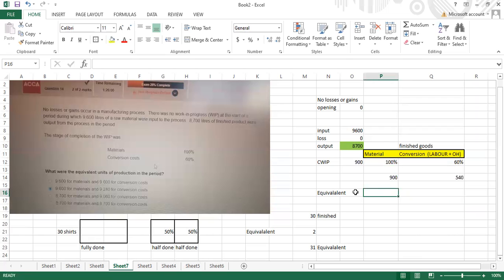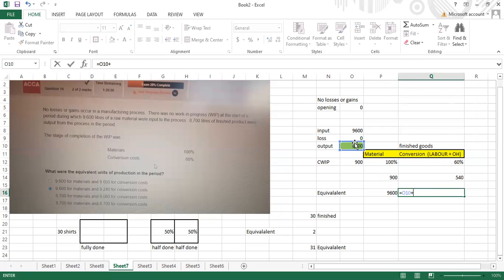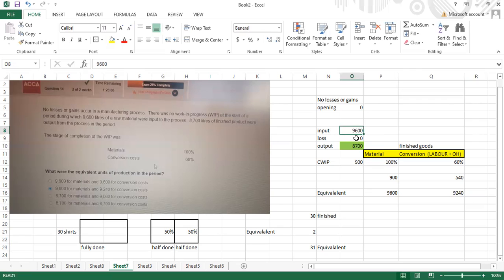See, equivalent units we have to write now. So this output is this, and you will add this closing work in progress, which is 100% complete. So 100% means 900 you would write here. And here again, output is finished goods. You will add this conversion, 60% complete, 60% of 900 is 540, you will write here. So this is the answer. 9600 from material point of view. Why? Because you input 9600, there was no loss.